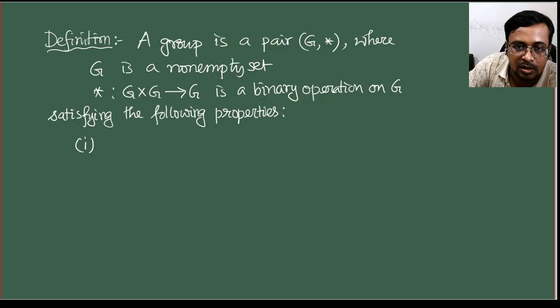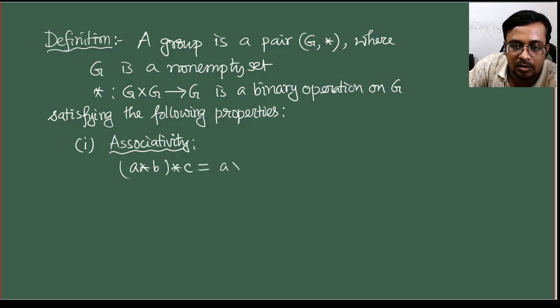The first thing is that we want the star to be associative. This means that (A star B) star C equals A star (B star C) for all A, B, C in G.